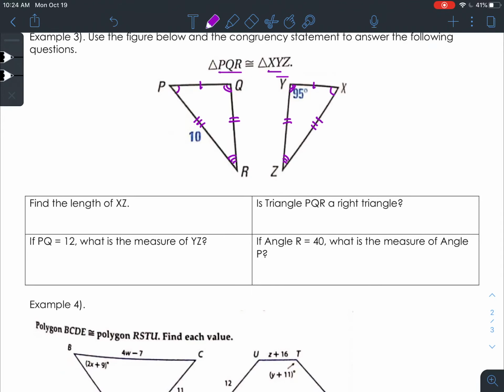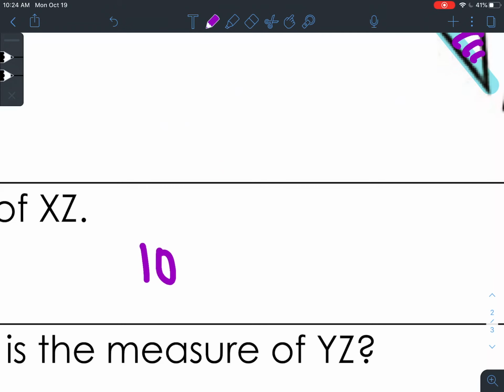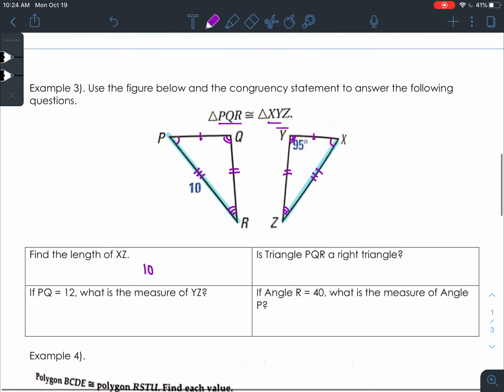It says to find the length of XZ. If we look at XZ by itself, there's no measurement there, but it's congruent to PR. And if we know that PR has a length of 10, then I know that XZ also has to have a length of 10.